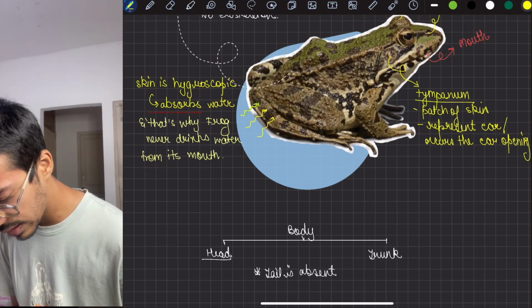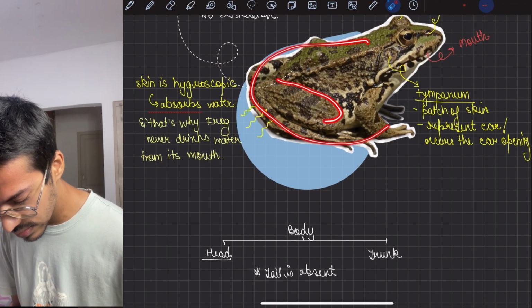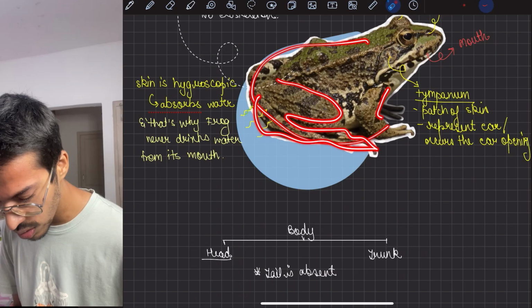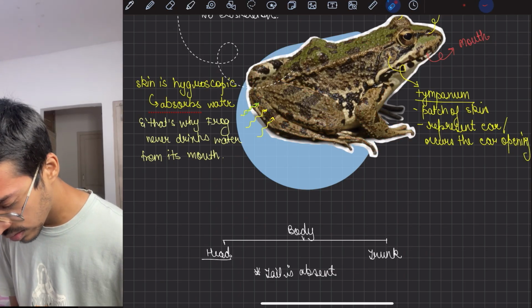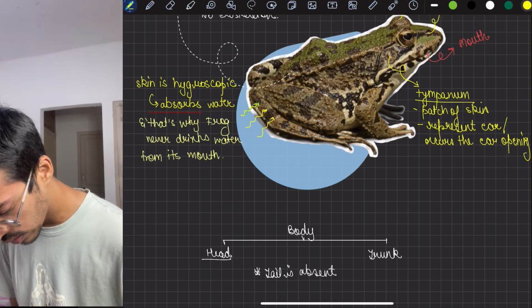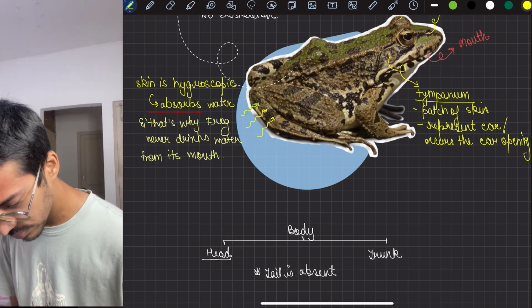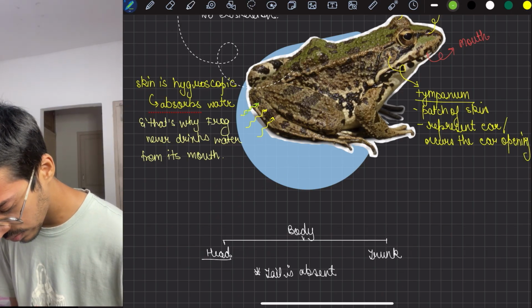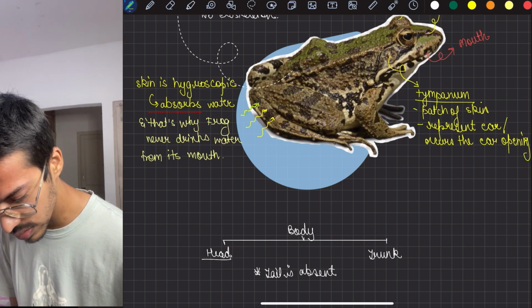Last is the trunk. If you see the trunk area, this is the hind limb and this is the forelimbs. So the trunk has those things. This color is not visible.